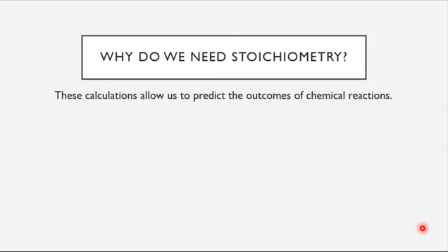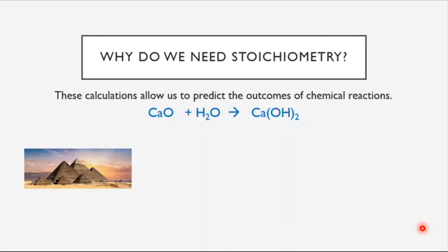So why do we need stoichiometry? Well, these calculations allow us to predict the outcomes of a chemical reaction. So let's look at this equation. Calcium oxide plus water produces calcium hydroxide. So in industry, this reaction has multiple purposes. For example, slaked lime or lime, also known as calcium hydroxide, was used in the construction of mortar and plaster to construct ancient pyramids in Egypt and also the ancient statues in Jordan dating back several thousand years.